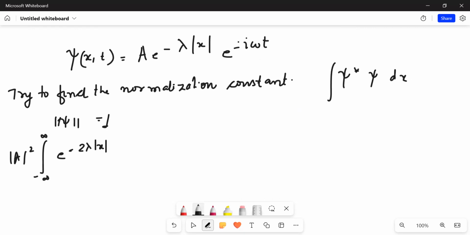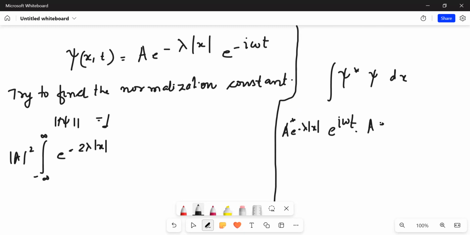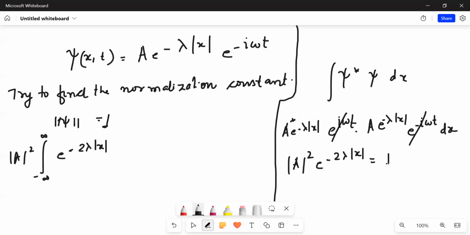this psi star would contain this iota omega t. So I'll have this iota omega t here. There would be some function here, and then A star. And then you have this A e to power minus lambda modulus of x, and then e to power minus iota omega t dx. This would become 1. And here you'll have mod A square e to power minus 2 lambda mod x equals 1, from minus infinity to plus infinity. Probability of finding the particle somewhere in the space should be equal to 1.